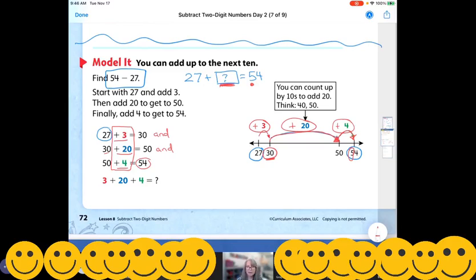Remember, when we're adding those together, I like to put the small numbers together first. So I'm going to put the 3 and the 4 together, and I know that 3 plus 4 is 7. So when I add 20 plus 7, what do I get? I'm going to have Daniel tell us. Daniel, unmute your microphone. What is 20 plus 7, which was the 3 and the 4 together? Unmute your mic and tell me.